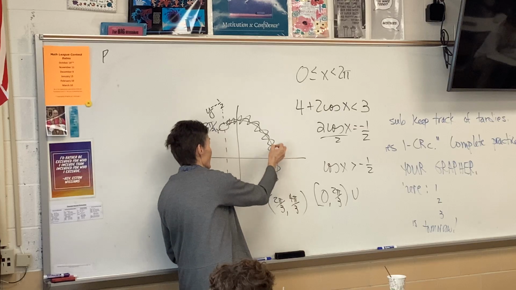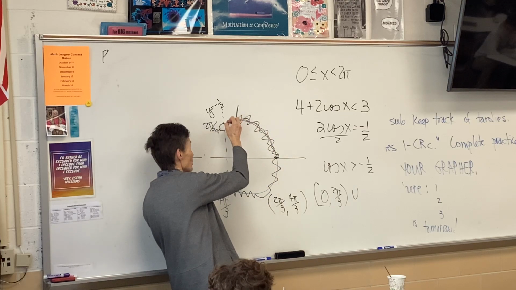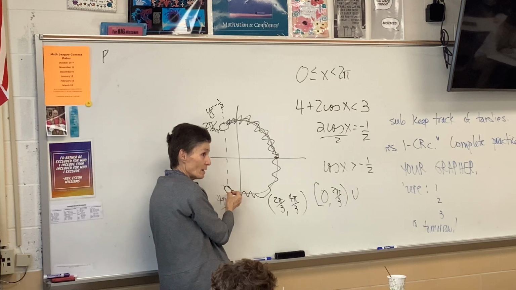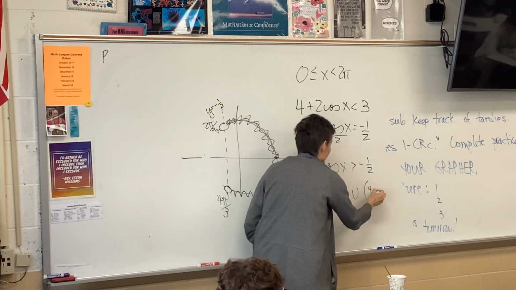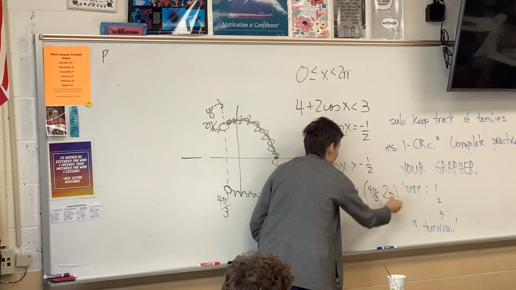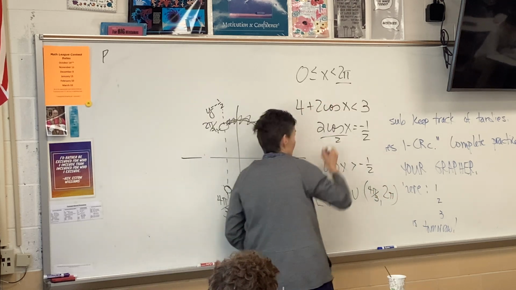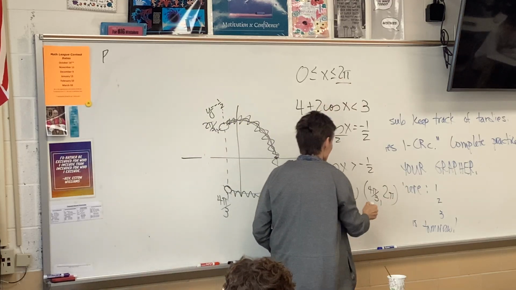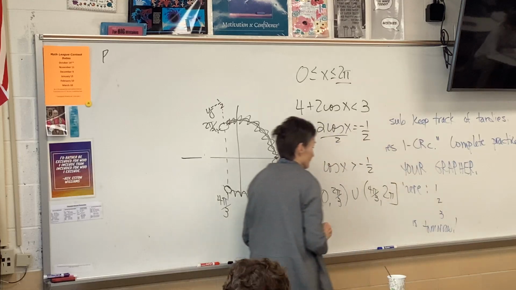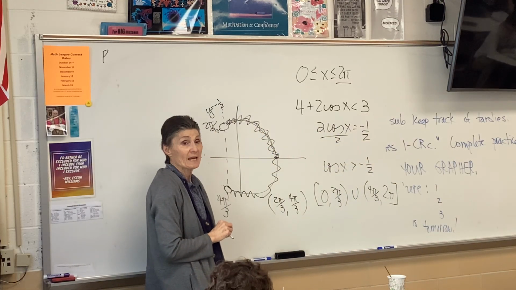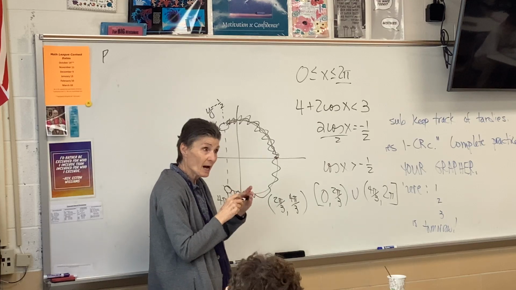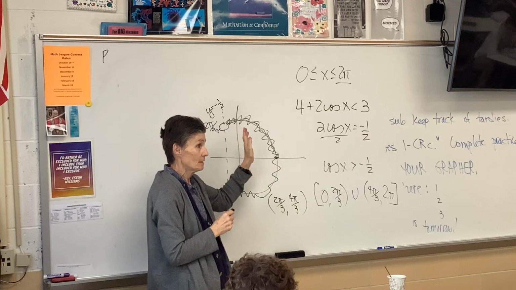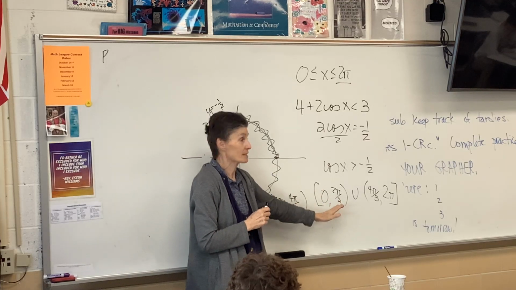So I start at 0, I go this way, I stop shading at 2 pi over 3, and then I start again at 4 pi over 3 and stop at 2 pi. Notice 2 pi is not included. Yes, it is. Sorry, it is. So be careful of that. Sometimes, even though your shading is one continuous piece, your answer cannot be one continuous piece because of that.